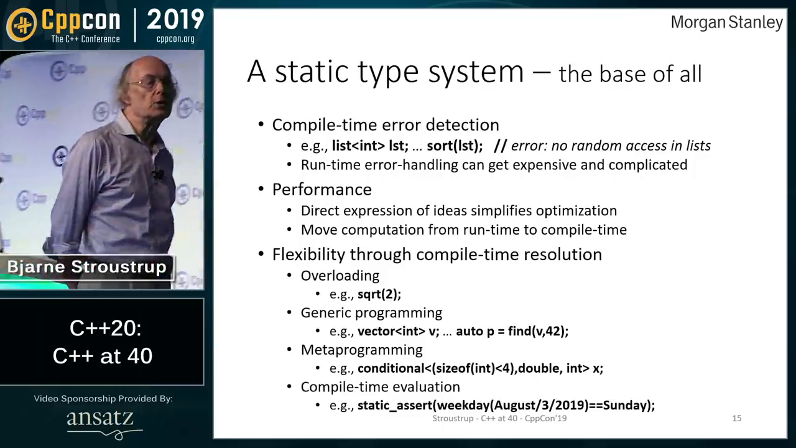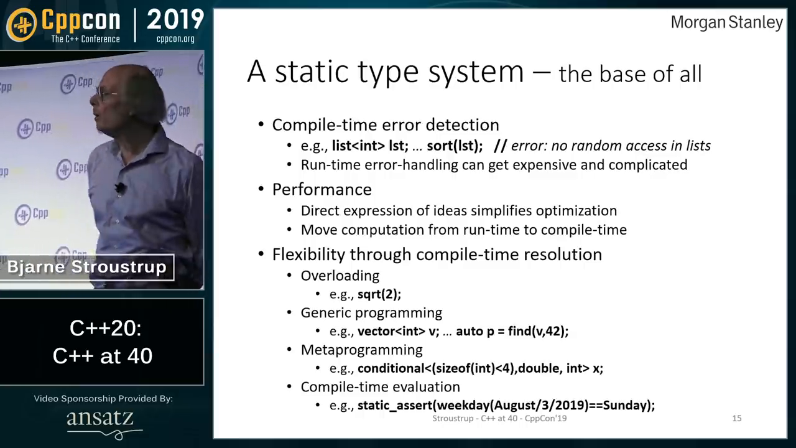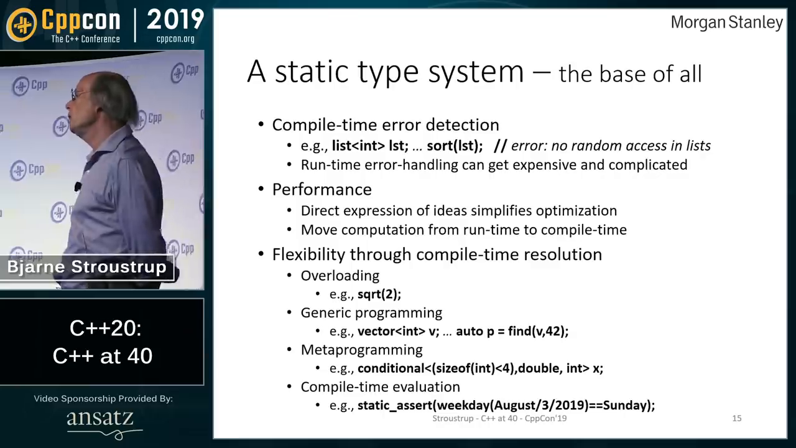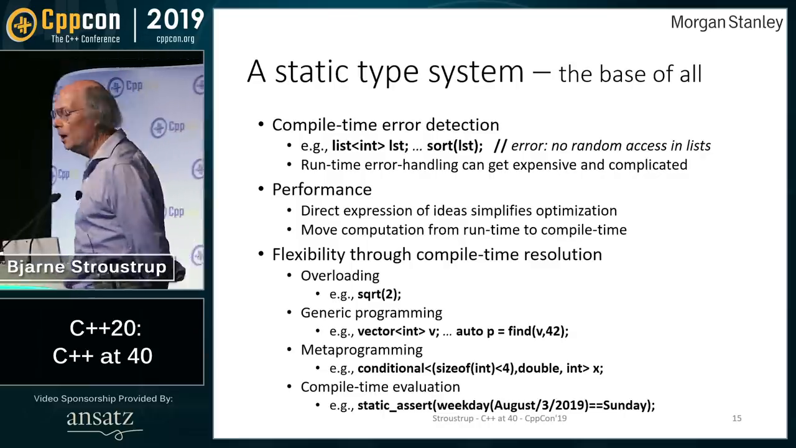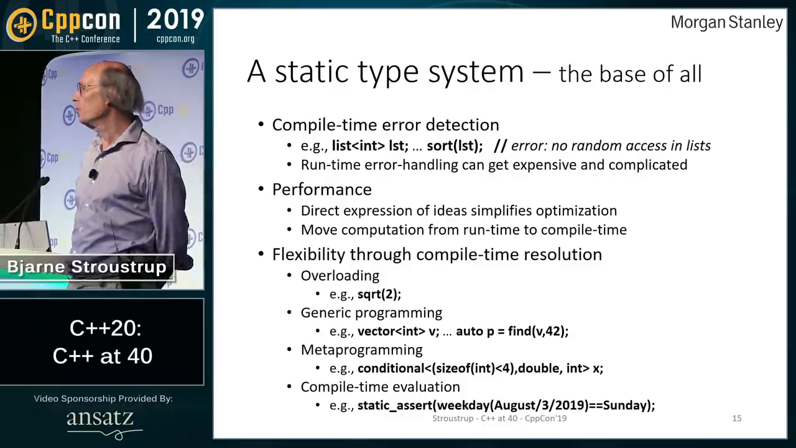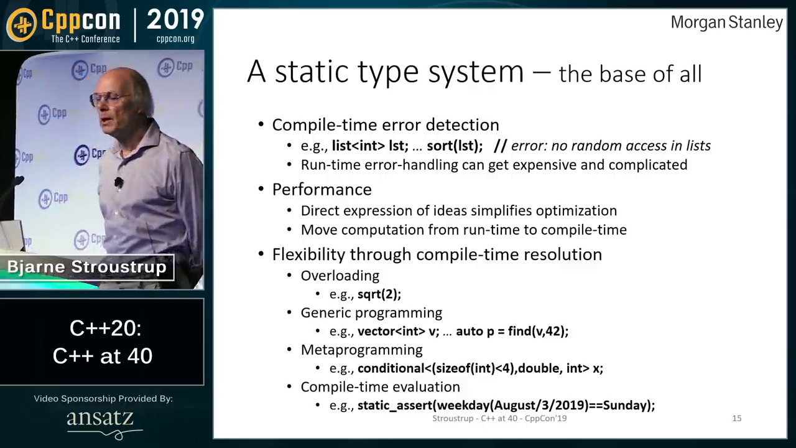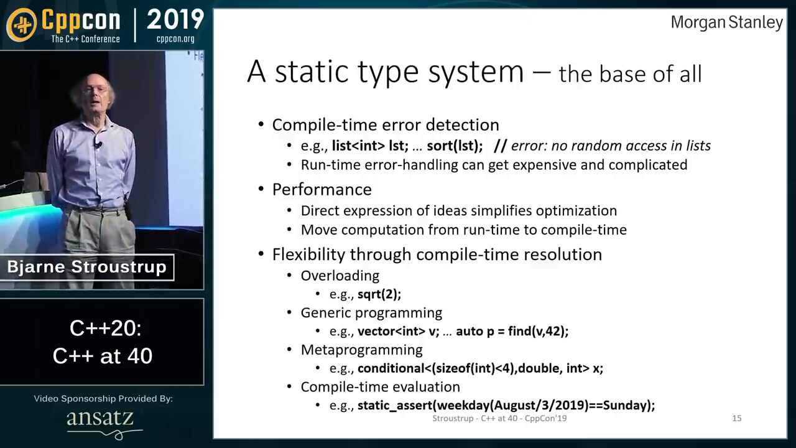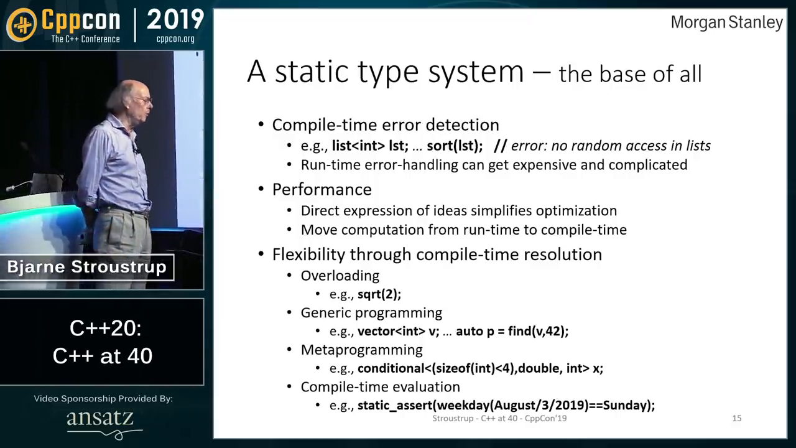Performance comes to a large extent by allowing the compilers and optimizers more information about what you're doing. Again, we're improving there, and the root of a lot of the best improvements are in the static type system. And then the static type system allows us to be flexible, to be expressive.